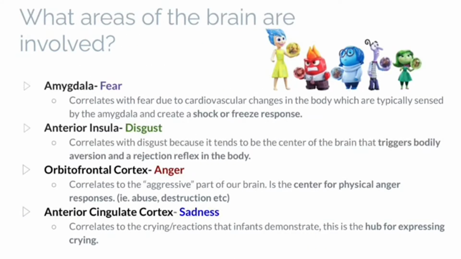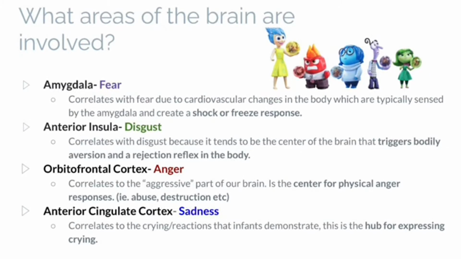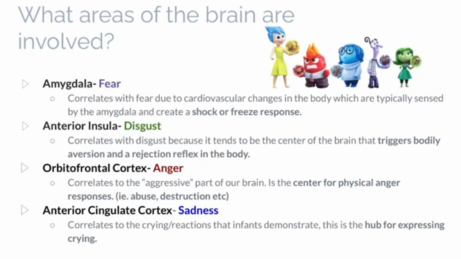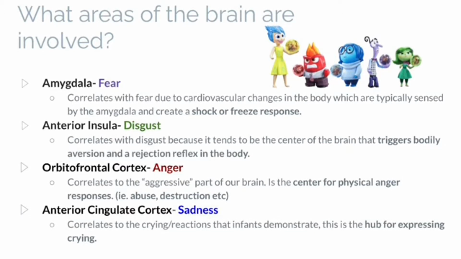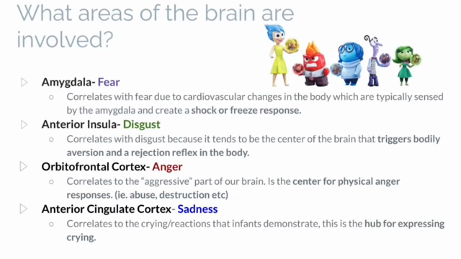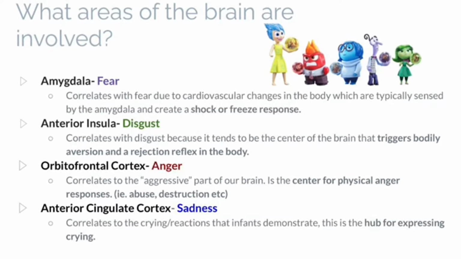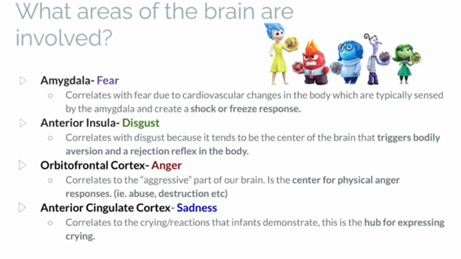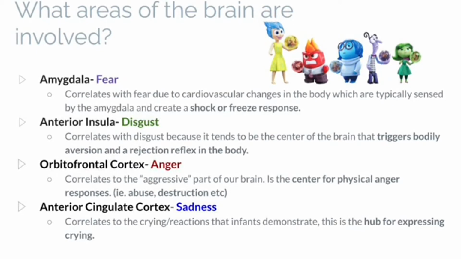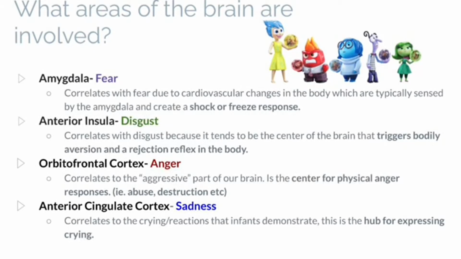So what areas of the brain are involved when feeling these certain emotions? Most of these areas are located within the center of our brain, which are part of the limbic system. Beginning with fear, the amygdala correlates with fear due to the cardiovascular changes in our body, which are typically sensed by the amygdala and create this shock or freeze response, which are triggered by glutamate, as mentioned in the previous slide.